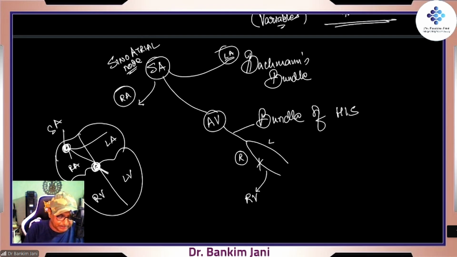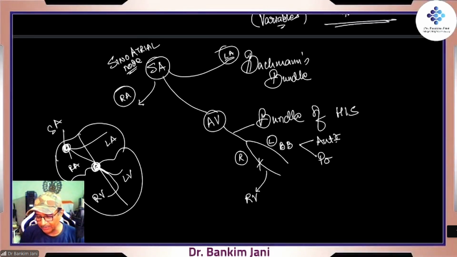And from here, the bundle of His would start, and there would be one branch going to the right ventricle, and one branch going towards the left ventricle. But all we need to understand is that the left bundle branch has got two parts, right? Remember, it has got two parts. One is called the anterior bundle, and the second is called the posterior bundle, right?